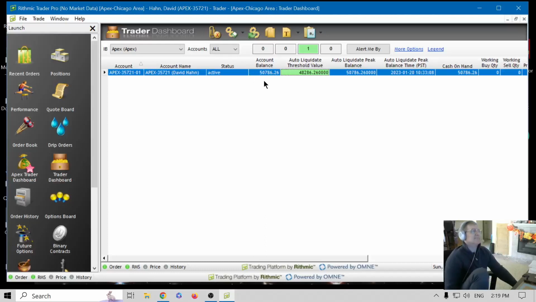52,600 minimum to start pulling money out. And another thing to note, as different from this trial evaluation account, with the PA account, your trailing auto liquidate threshold value peaks at 50,100. So if you think 50,100 plus 2,500 is 52,600, I think that's where they have that.